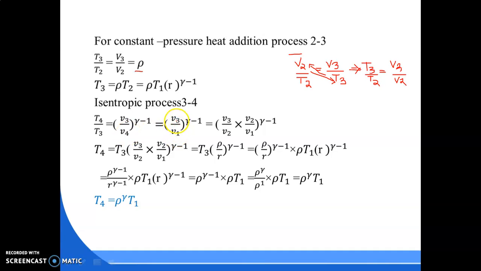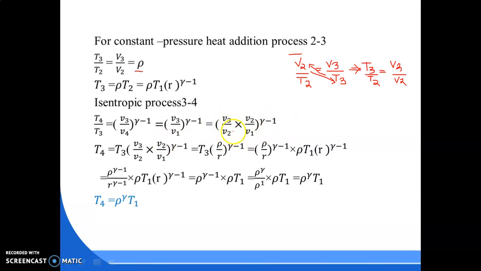So if I make the chain rule, V3 by V2 into V2 by V1, we multiply by V2 and divide by V2 and rearrange this. V2 by V2 is 1. If I rearrange V3 by V1 like this, as V3 by V2 into V2 by V1, V2 will be cancelled out. The equation will be the same as before: V3 by V2 into V2 by V1 to the power gamma minus 1.